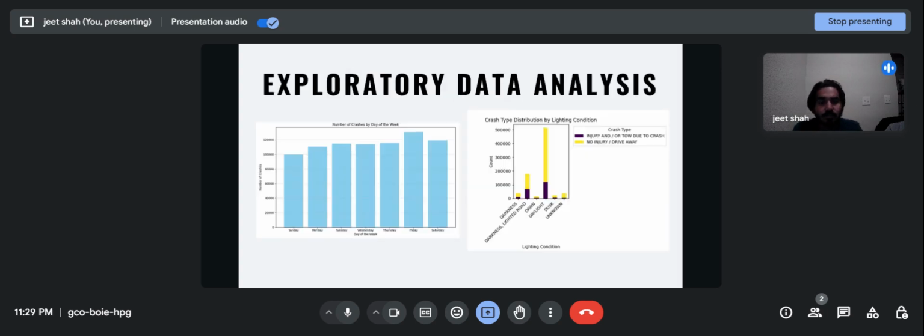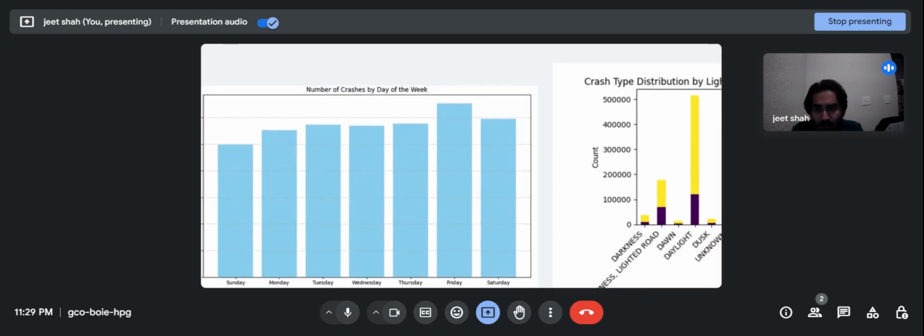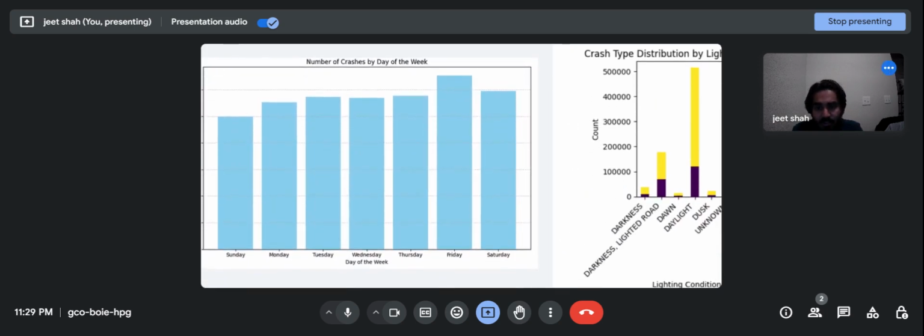Let's dive into some exploratory data analysis. As we can see, the first graph on our left side tells us about the number of crashes by the day of the week. So as we can see, usually people tend to go out more on Friday nights or Friday in particular, because it's near the weekend and people like to let loose and focus on having a nice weekend the next day.